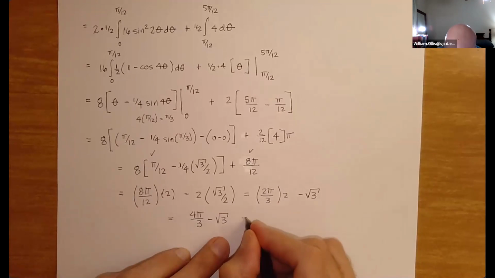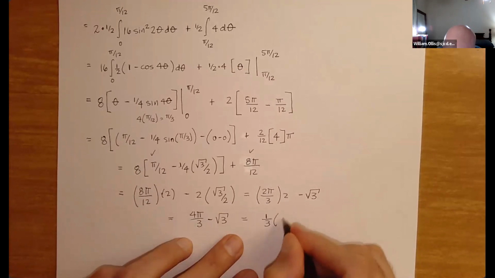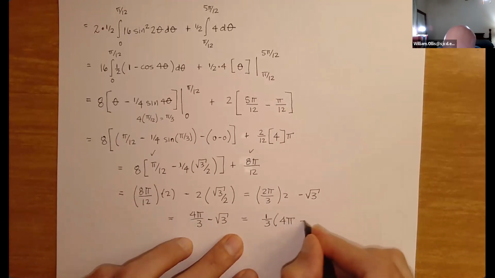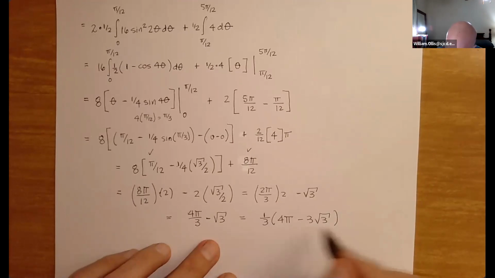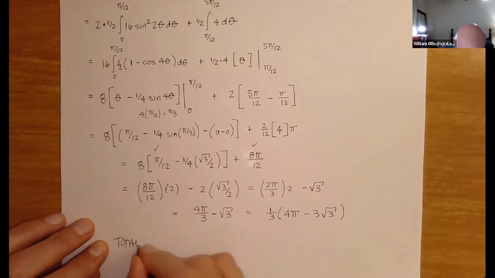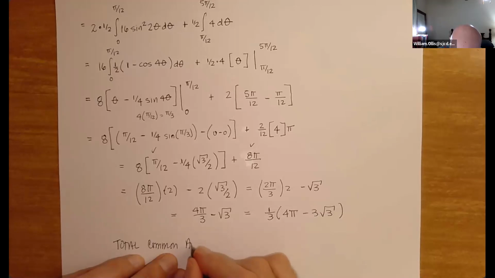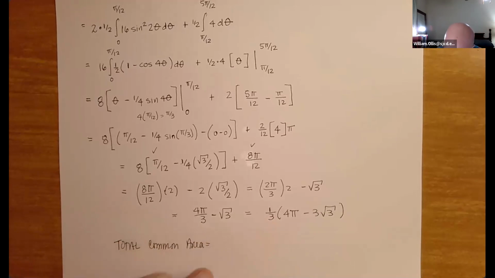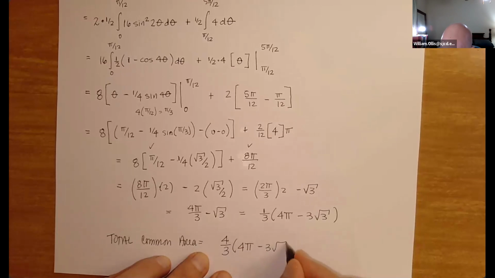And that's okay. I mean, we could factor it. I don't see why we couldn't. Would that take out a 3 or 1/3? If we do that, this will be 1/4 of the area. So the total common area would be 4 times this. So we get 4/3 times 4 pi minus 3 root 3.